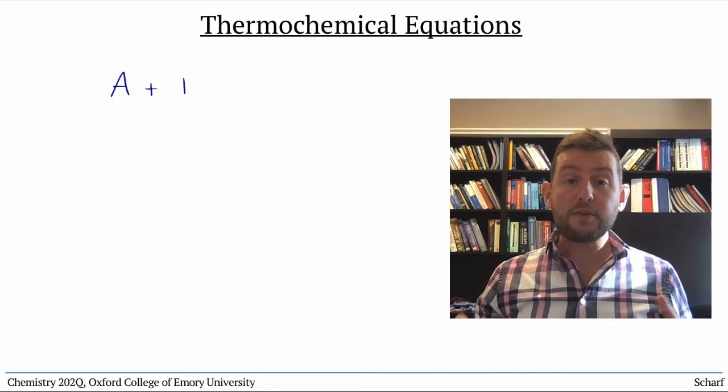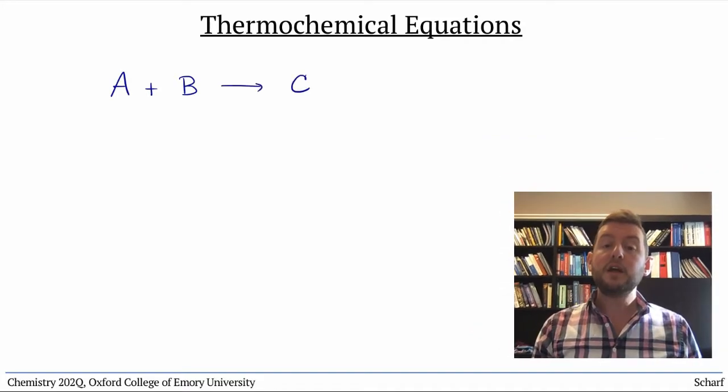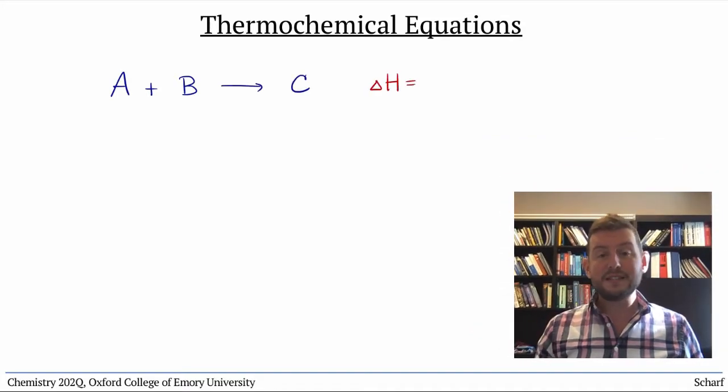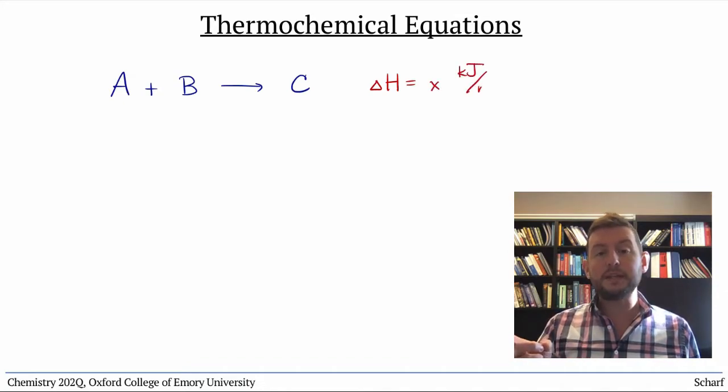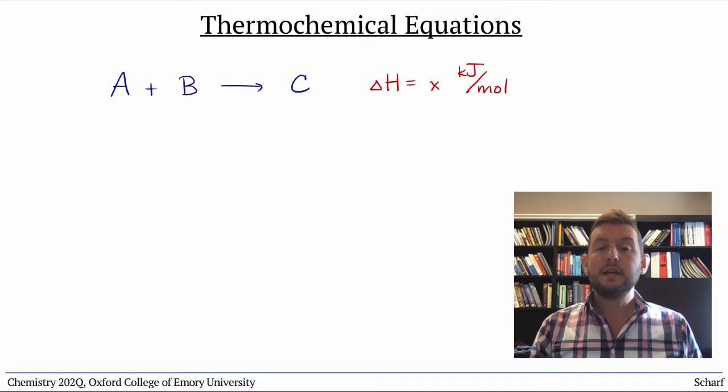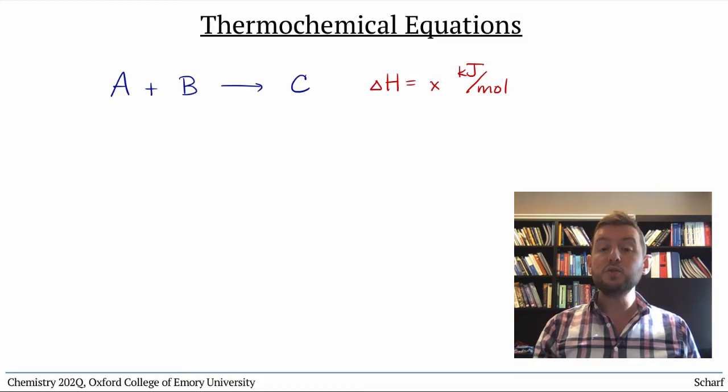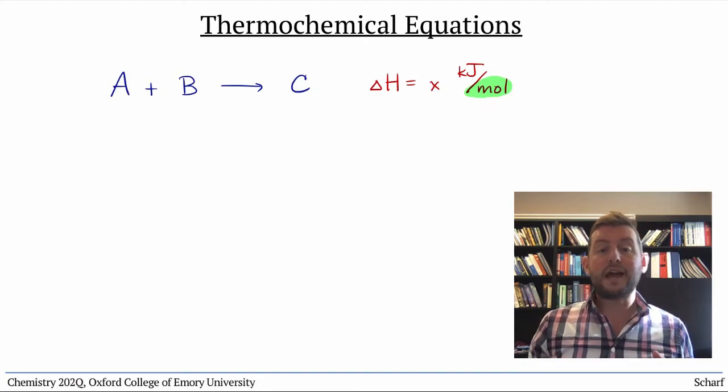We represent the thermicity of a reaction using thermochemical equations, basically just balanced chemical equations with the reaction enthalpy listed to the right. The important thing to note is that we typically represent reaction enthalpies in units of kilojoules per mole. This value tells us how much energy is released or absorbed for each mole of reactions that occur.